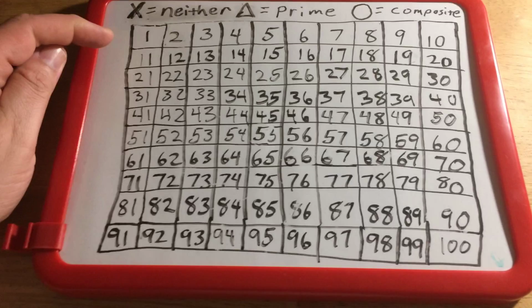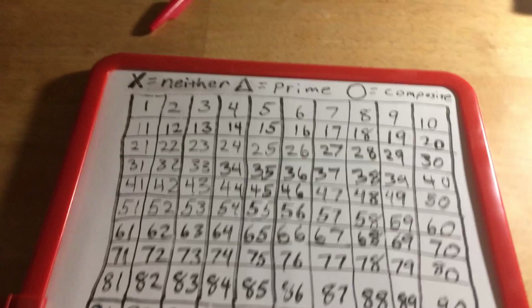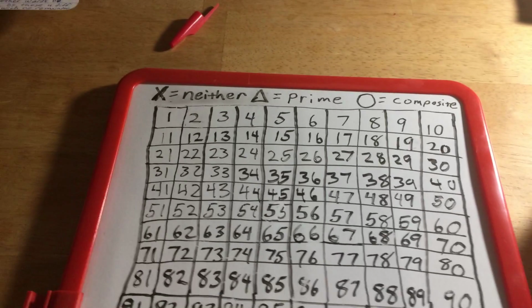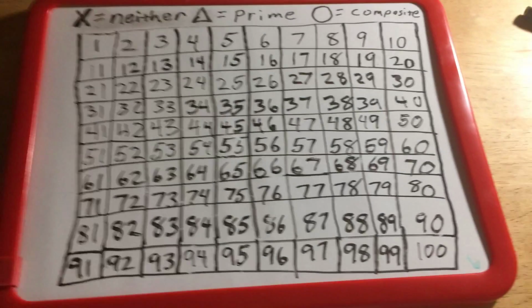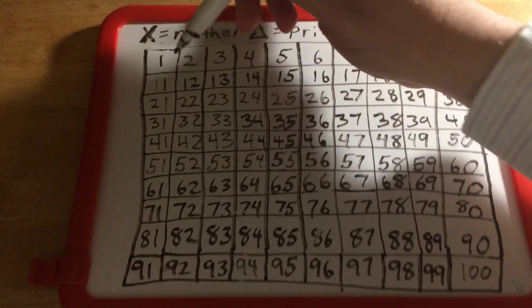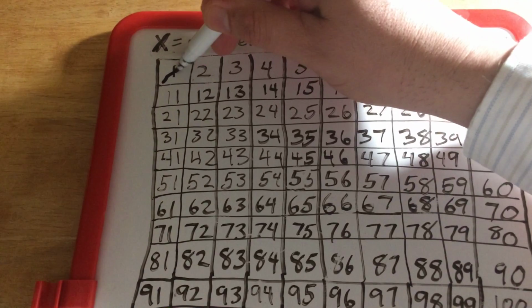Okay, so we have 1, which we can automatically eliminate. So we're going to put an X by it because it's neither. And it's the only one in this number chart that's going to have this issue. So we're going to block that. We're going to X that out right now.